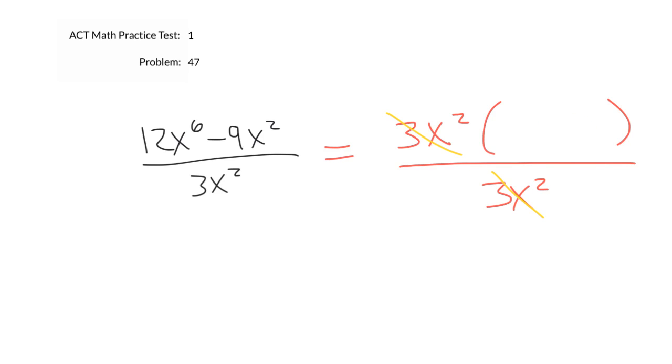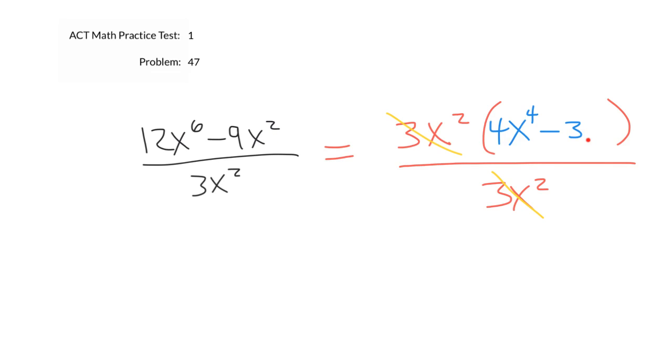Now, this could be confusing. Maybe just work with the numbers. It's like 3 times what gives me 12? Well, 3 times 4. So just put a 4 because you know that that's going to be part of the first term. And then you could ask yourself, x squared times what gives me x to the 6th? Well, that would be x to the 4th. And then 3 times what gives me a -9? Well, that would be a -3. And then x squared times what gives me x squared? Well, that would be a 1.